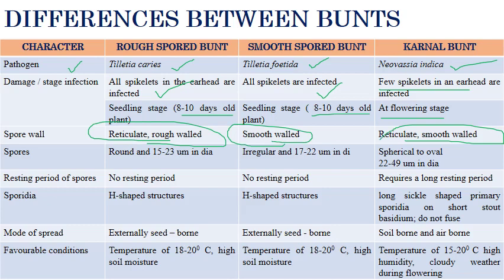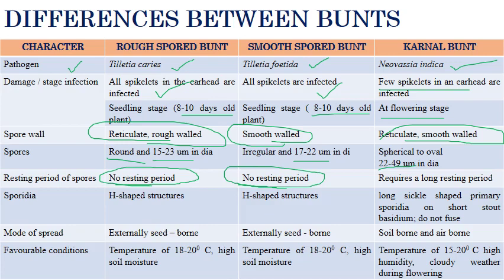Coming to the spores, the spores are round in shape and 15 to 23 micrometer in diameter in rough spore bunt, whereas in smooth spore bunt they are 70 to 22 micrometer in diameter and irregular in shape, whereas in kernel bunt spherical to oval spores can be seen with 22 to 49 micrometer in diameter. Coming to the resting period of spores, no resting period can be seen in smooth spore bunt and rough spore bunt. So if there is no resting period in a bunt, it is a leptospore.